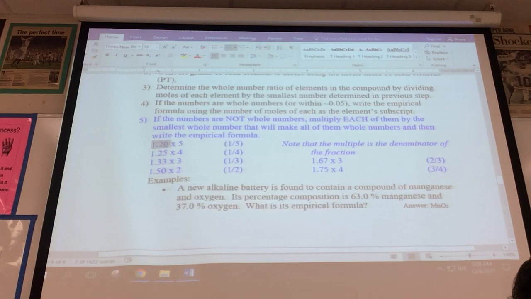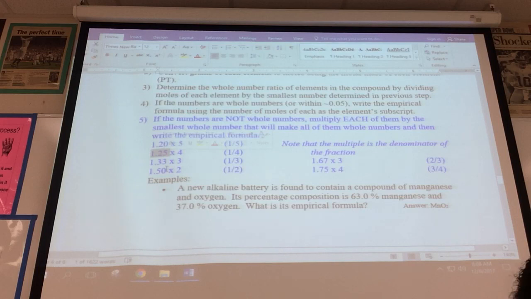Let's say when you divide, you get something like 1.20 moles of something, or it could be 6.20. I'm focusing on the numbers after the decimal. So 0.20 is 20 hundredths, or 2/10, or 1/5. The multiple will always be the denominator of what that decimal is as a fraction. So you would multiply everything by 5.